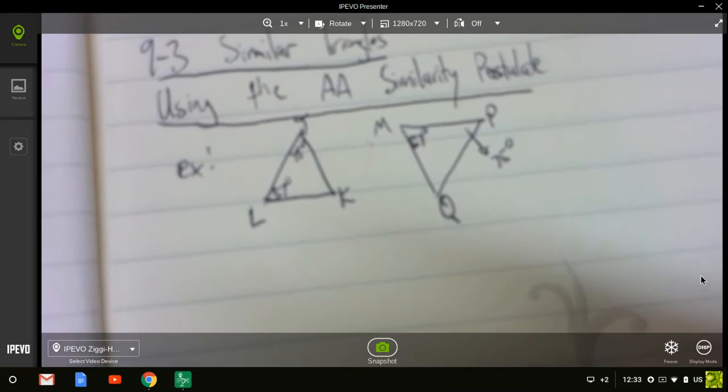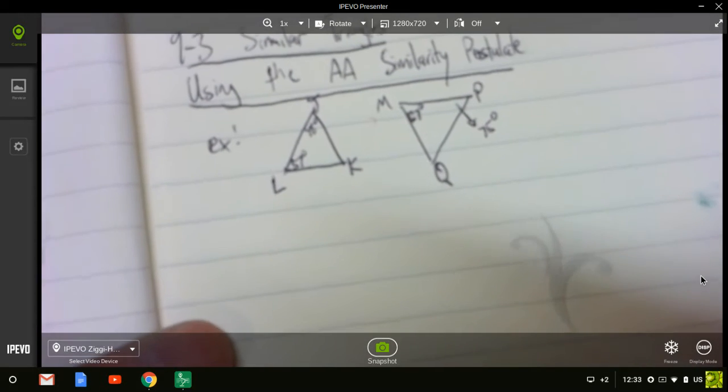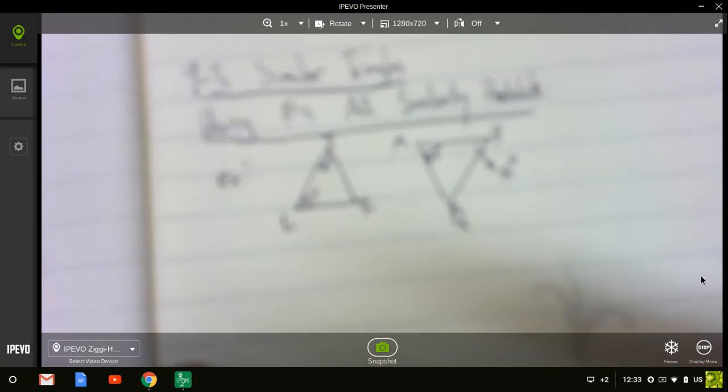Oop, let me see. I don't know. Oh, I think I'm just changing the lighting here, but let me focus on that really quick.